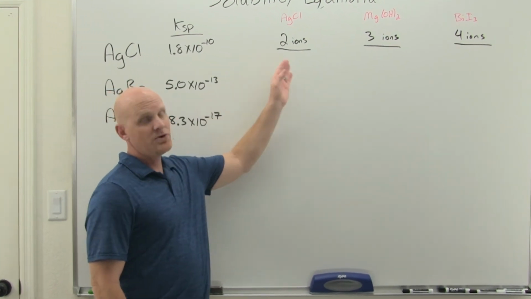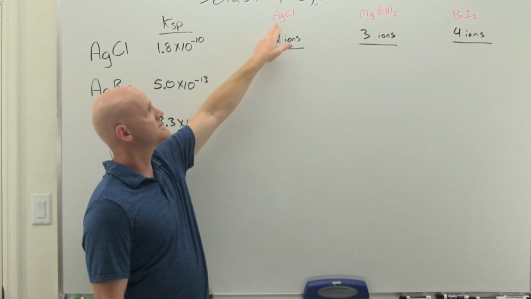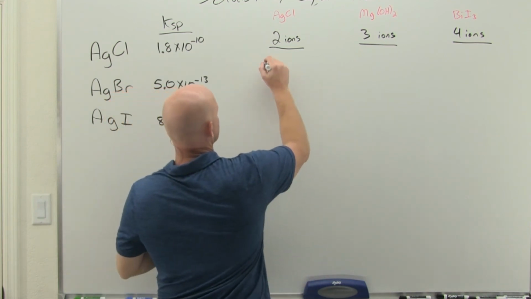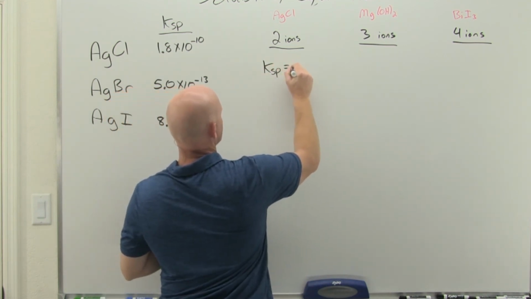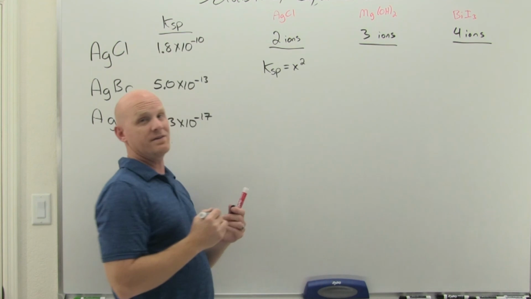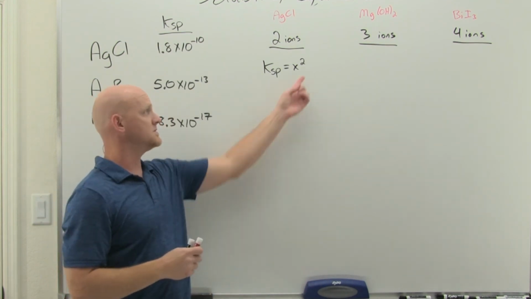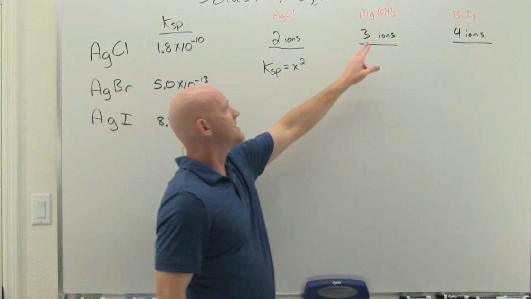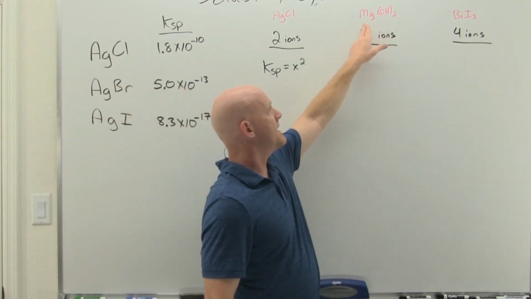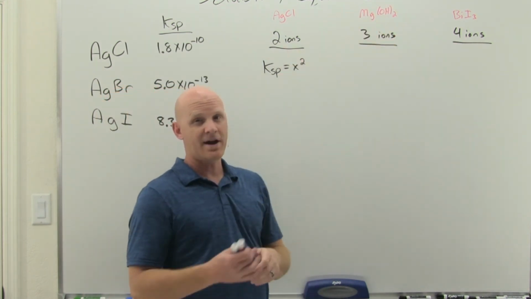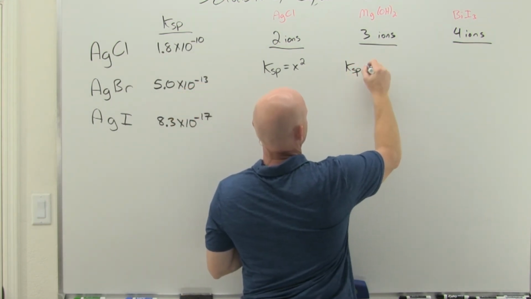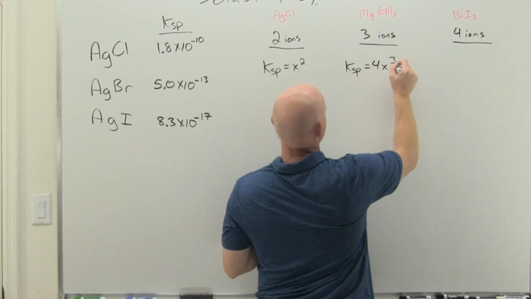So if your ionic salt dissociates into just two ions like AgCl does, ultimately, when you set up your ice chart and everything, you're going to get KSP equals x squared. And so if you had to solve for the molar solubility, you'd just be taking the square root of the KSP value. Now, if you've got it dissolving into three ions, like one magnesium and two hydroxides, like we saw with magnesium hydroxide, what you'll find is that you can make a determination that KSP is going to equal 4x cubed.